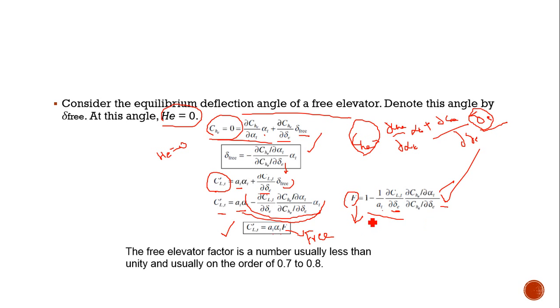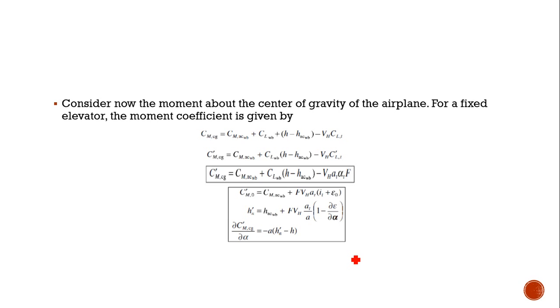And one more thing, this free elevator factor is always less than 1 or less than unity. So it is of the order of 0.7 to 0.8. So while solving the problems also, the answer should be within this limit only. So just note down these values, because it should be less than unity. The free elevator factor should be less than unity. Okay.